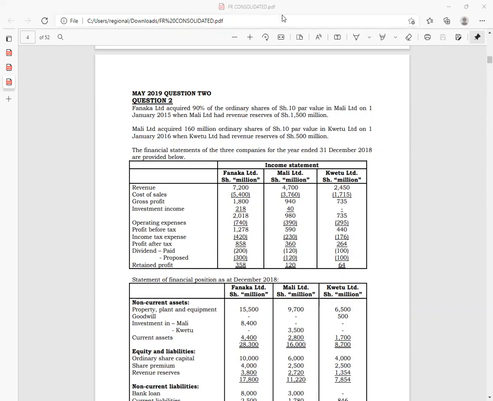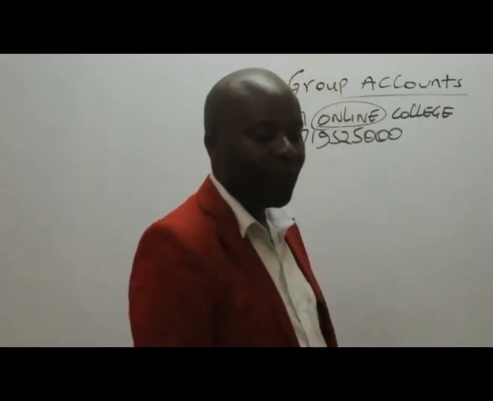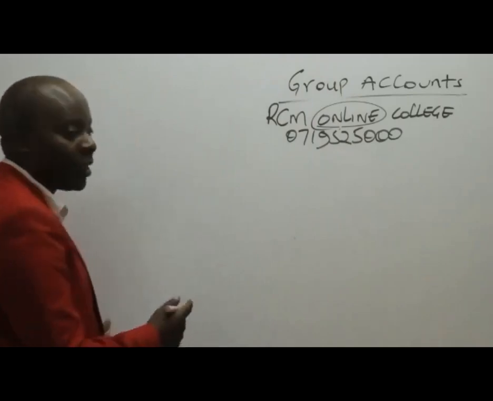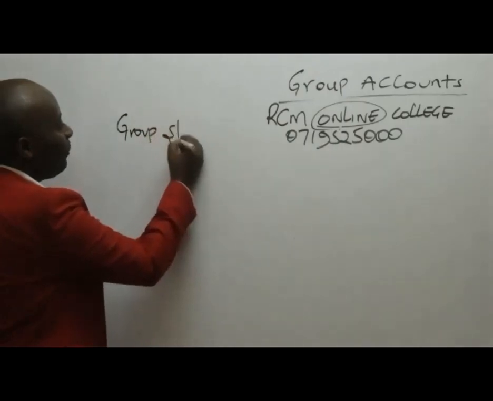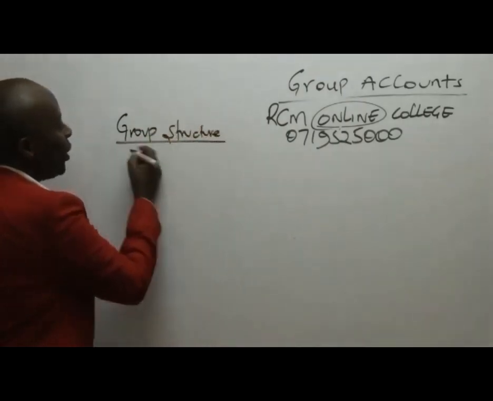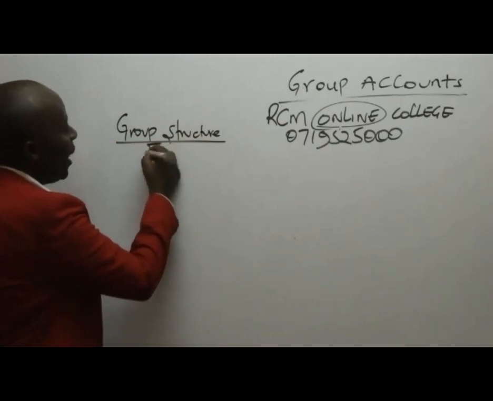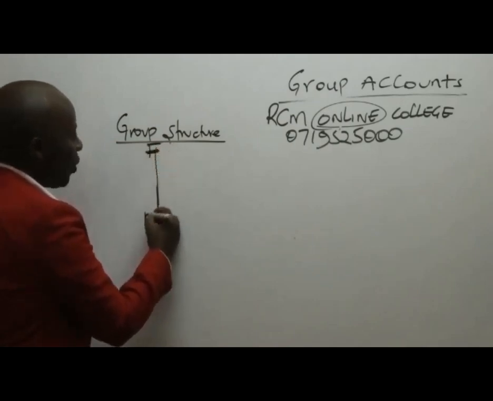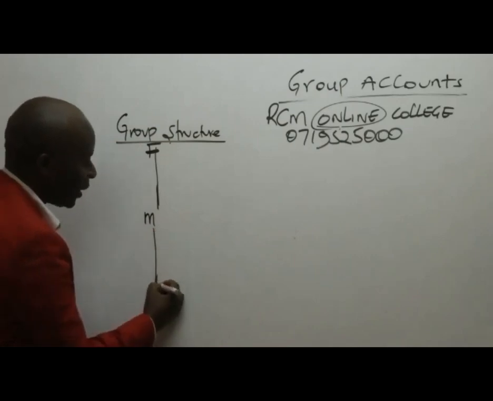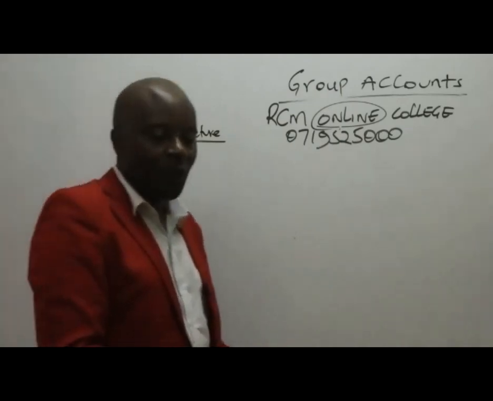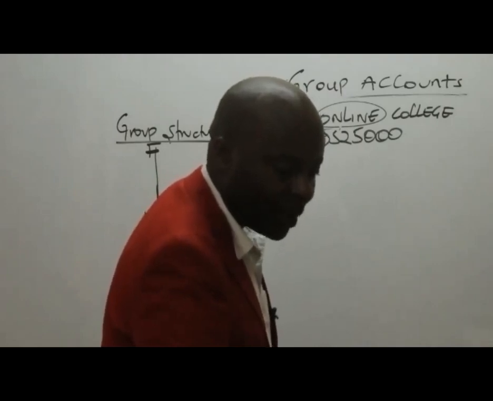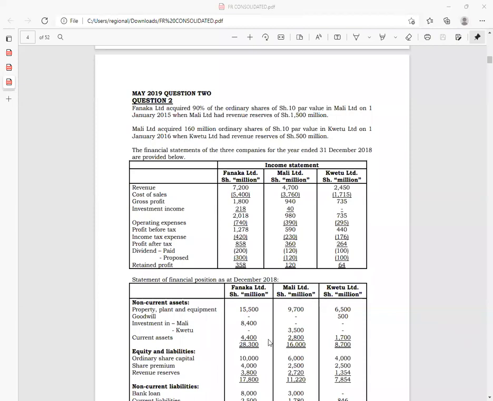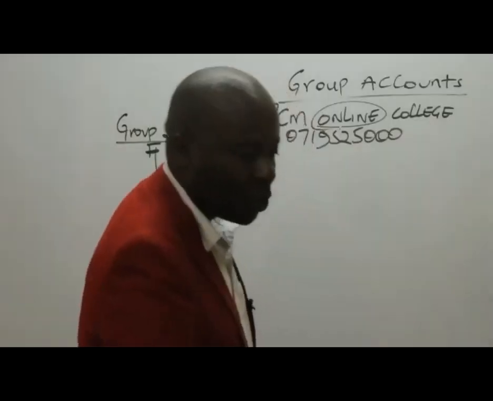So, ladies and gentlemen, I would want straight away to start with our first step, which is ascertainment of the group structure. So the first thing you need to do is to give us the group structure. So we have a company here called Fanaka, which acquired who? Mali, and Mali went ahead to acquire a company known as Kwetu. So what do we have here, ladies and gentlemen?